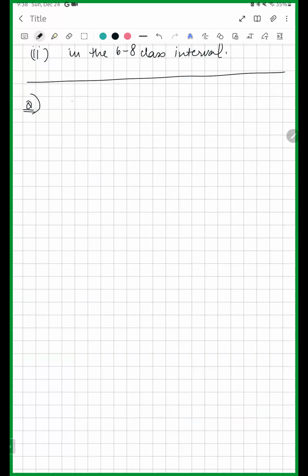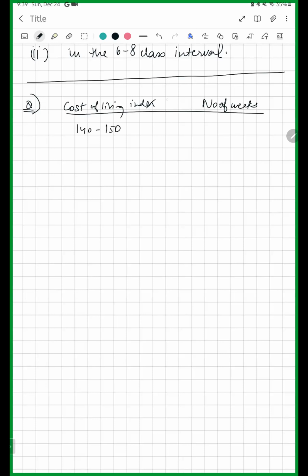So, in a city, the weekly observations made in a study on the cost of living index are given in the following table. So, cost of living index. I'm just gonna write cost. Number of weeks, 140 to 150.